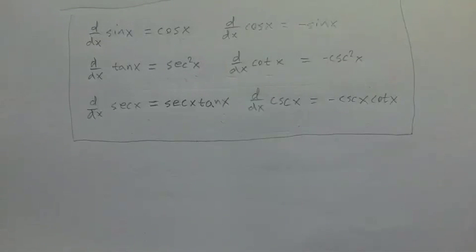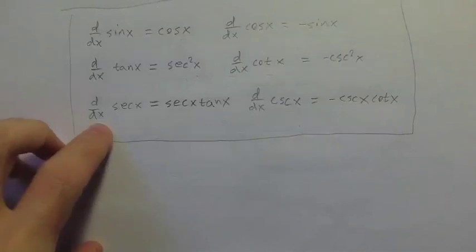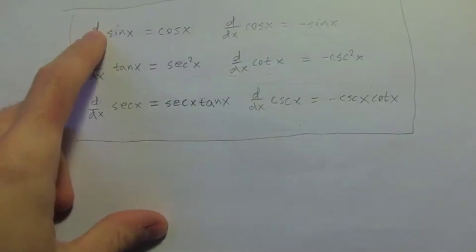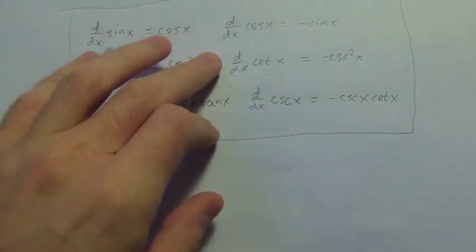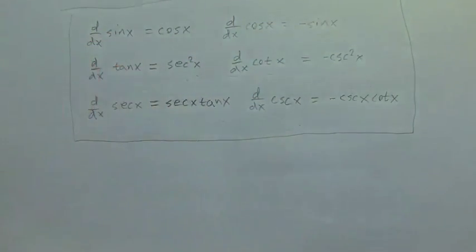But if you don't have them down really, really well, if you don't really practice them, once we hit the chain rule you're going to have a really hard time. So make sure you have these 6 down, and really you only need sine and cosine, tangent and secant, because for cotangent and cosecant, it's the same thing: you just negate it and change it to the cofunction.